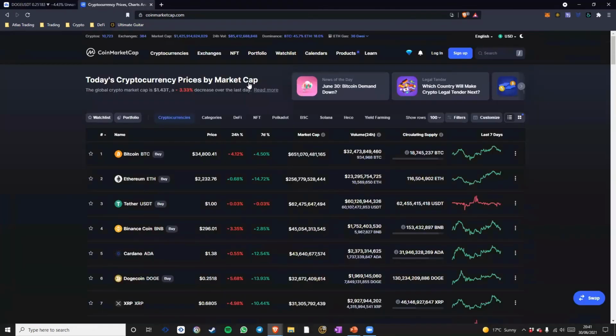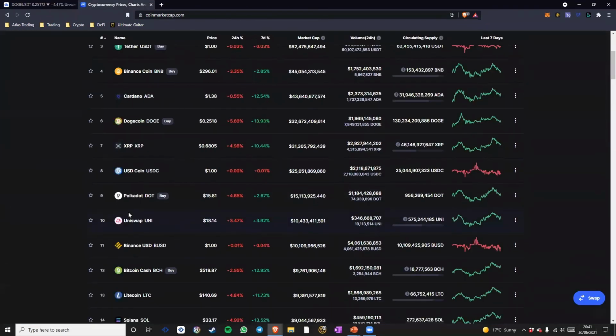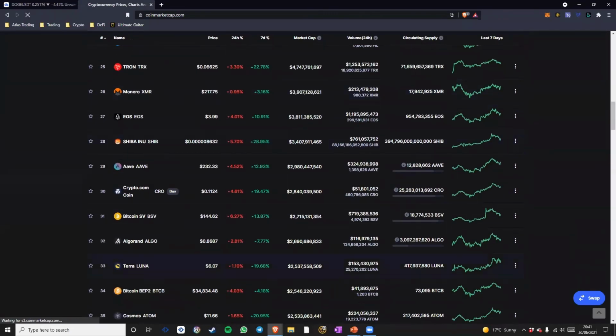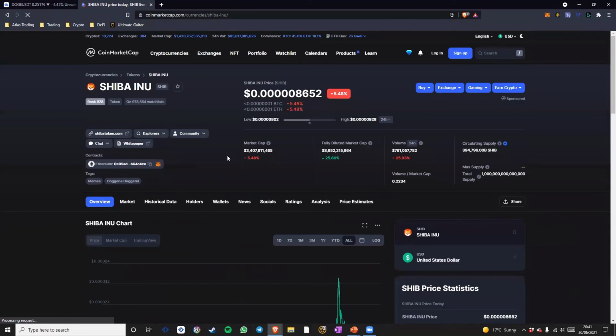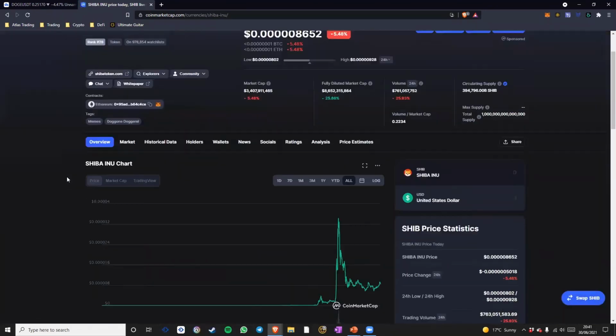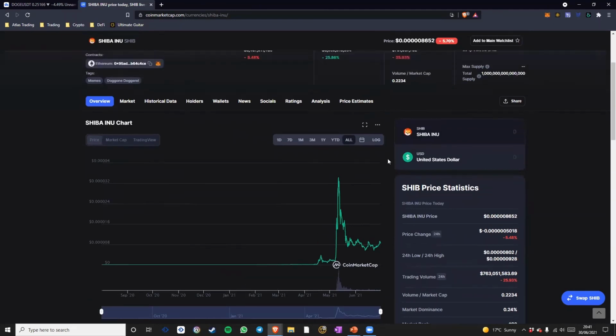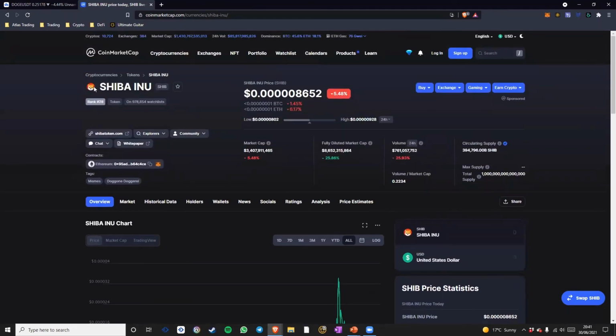Let me find a low cap. The best example I can think of for what I'm trying to say is Shiba Inu. Now, a bit of backstory about this token, because it fits really well with what we're saying. This is a little DeFi project that was jumping on the back of Dogecoin's hype. They created a project and I think they launched on Uniswap and then went on exchanges.